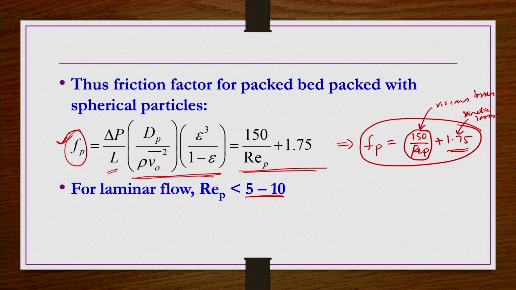For Re_p between 5 and 10, it is going to be laminar flow, and under such conditions f can be directly taken as 150/Re_p; it is not necessary to add 1.75. Even if it is added, that is going to make a very small difference. Similarly, for turbulent flow, when Re_p is greater than 2000, then f_p is equal to 1.75 only, which is a constant value. So, that is not going to change in general.